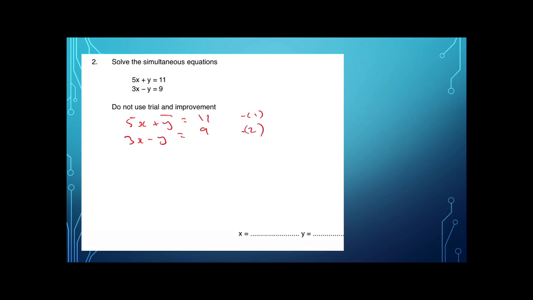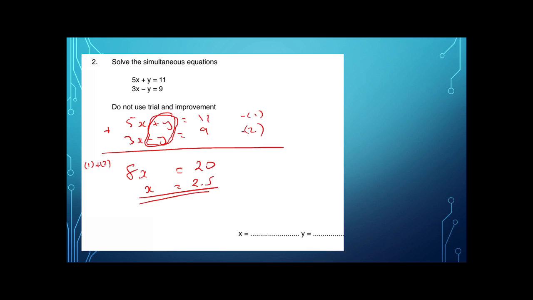Now notice that these two have opposite signs. One's positive 1y and the other one's negative y. So if we were to add these together, so I'm going to do 1 add 2, then I will eliminate the y. So 5x plus 3x is 8x, y add negative y is 0, and that's what I wanted. 11 plus 9 is 20. And that gives us x is 2.5.